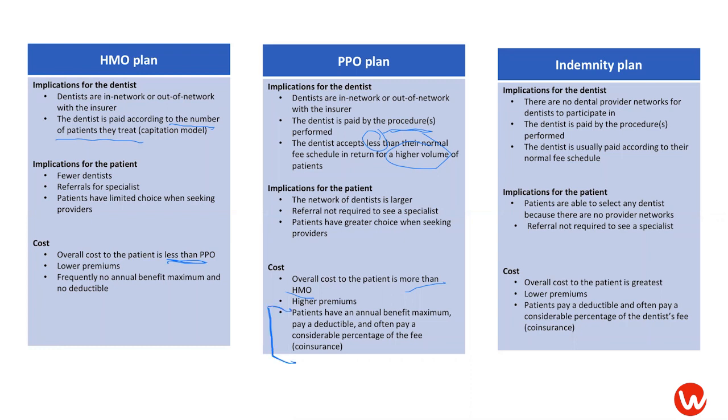percentage of the fee. For an indemnity plan, basically there are no dental provider networks for the dentist to participate in, and the dentist is paid by the procedure performed. Dentists are usually paid according to their normal fee schedule. For the patient, they are able to select any dentist because there are no provider networks. Referrals are not needed to see a specialist. So the overall cost to the patient is greatest. There are lower premiums, and the patient pays a deductible and often pays a considerable percentage of the dentist's fee.